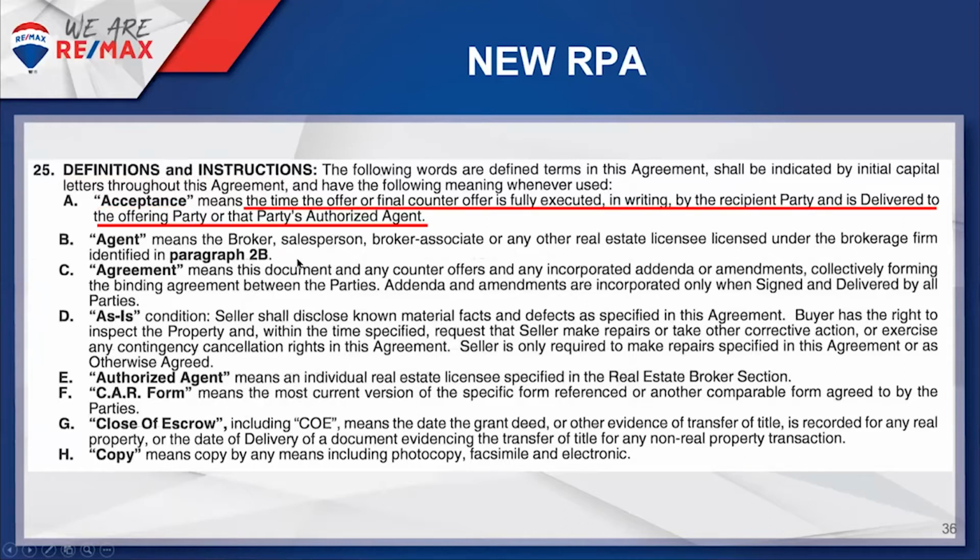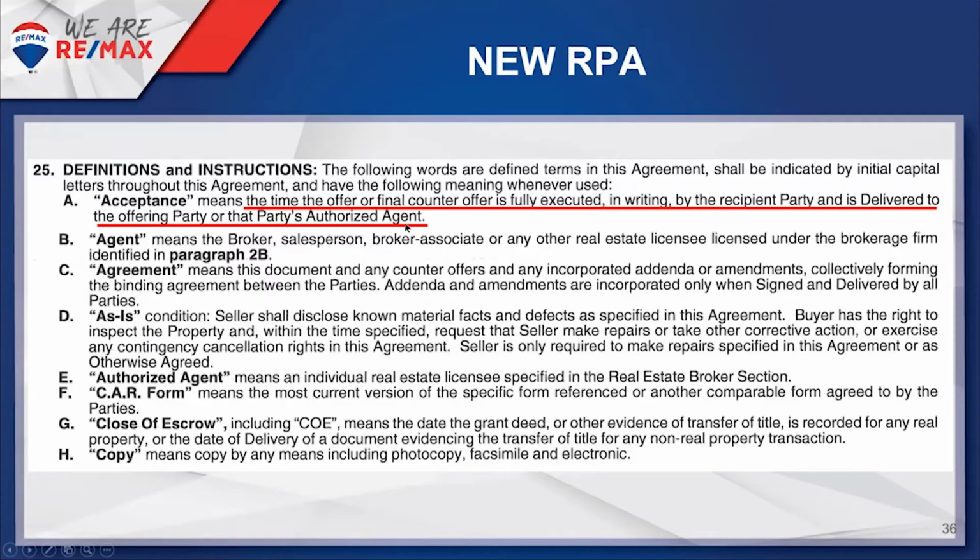Acceptance means that at the time the offer or final counteroffer is fully executed in writing by the recipient party and delivered to the offering party. So if an offer is accepted by the seller without a counteroffer, then acceptance is when the seller executes the offer and delivers it to the buyer. If the seller does a counter, then acceptance would be when the buyer signs the counter and delivers the signed counter back to the seller, because the seller is the offering party of the counter. Or the party's authorized agent.